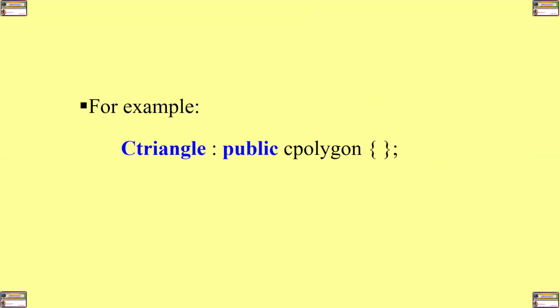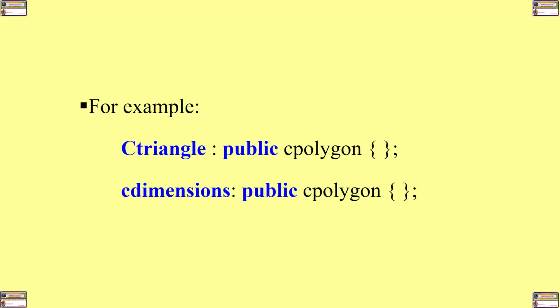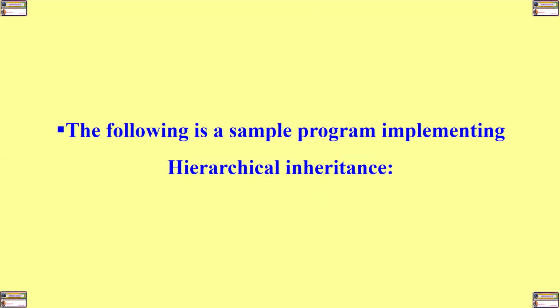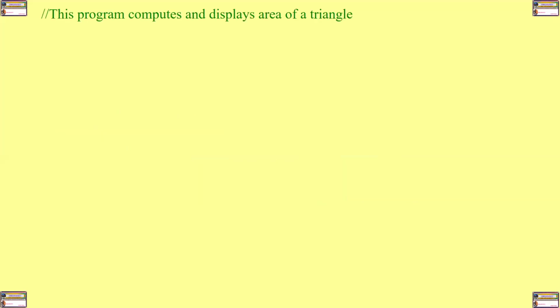For example, if you have a derived class called CTriangle, inheriting the properties of the class CPolygon, we write it as you can see. Then we can also have another one called CDimensions, inheriting the members of the base class called CPolygon. So the following is a sample program implementing hierarchical inheritance.